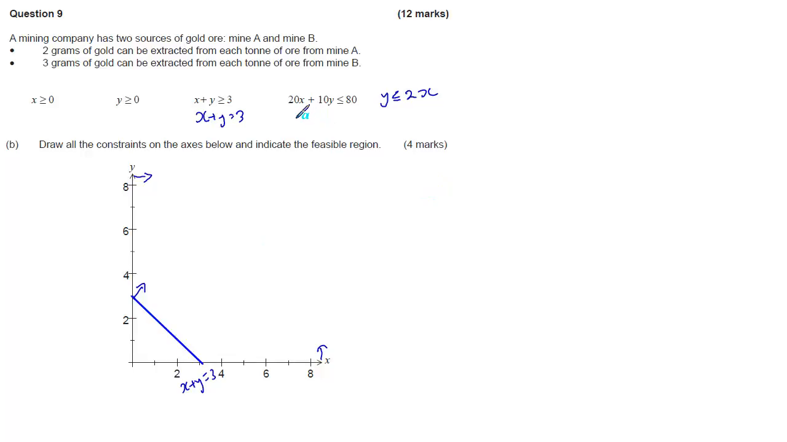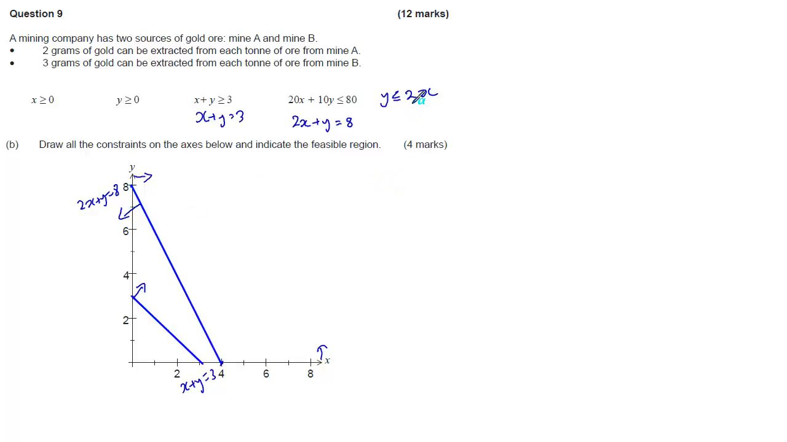This one here we could reduce to 2x plus y equals 8. So if y is 0, x would be 4. If x is 0, y would be 8. So that's going to be this line just here. Let's label it 2x plus y equals 8. And that's a less than or equal to, so we're going to need to be this side of that one.